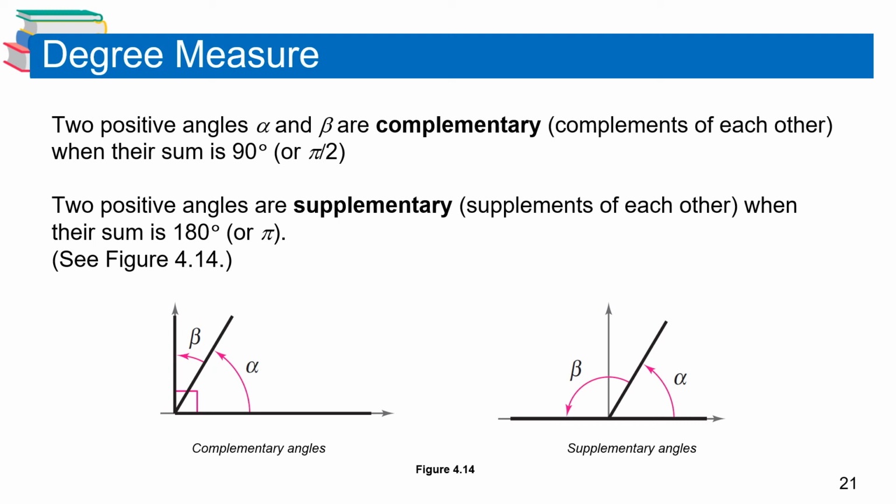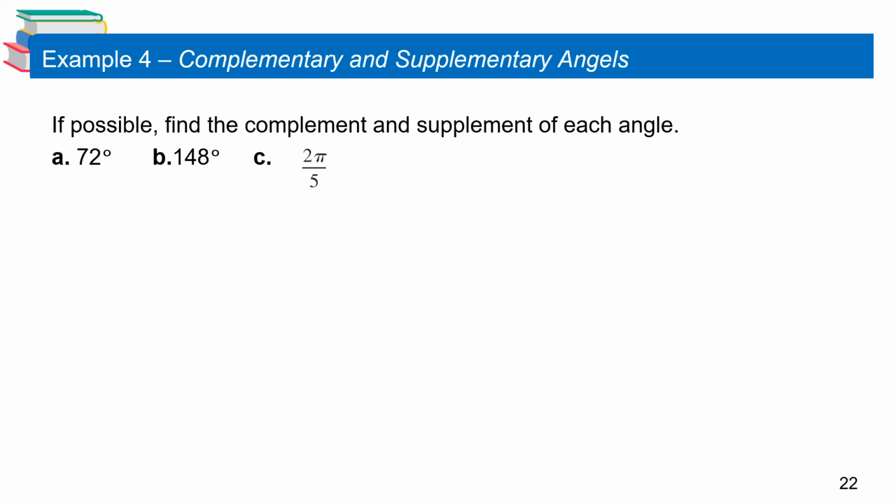So you have complementary and supplementary angles. Here, for complementary angles, if you add the two angles alpha and beta, it is 90 degrees. Here, when you add alpha and beta, the sum of those angles is 180 degrees. Here alpha plus beta is 90 degrees. In this case, your alpha and beta, when you add, you get 180 degrees.